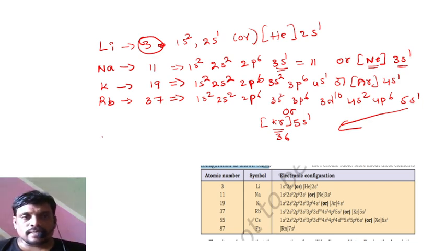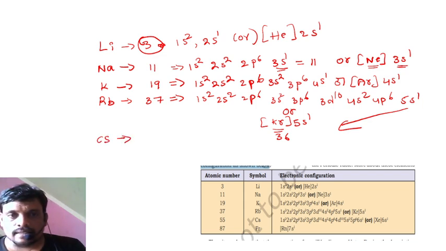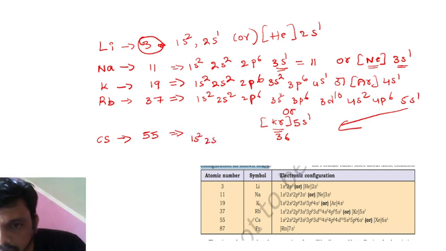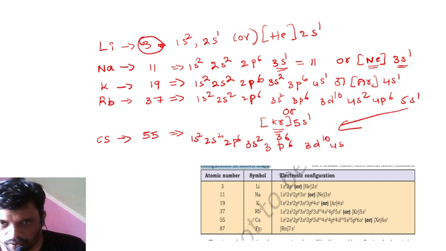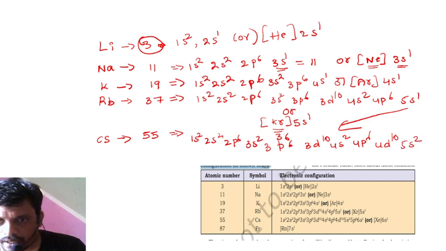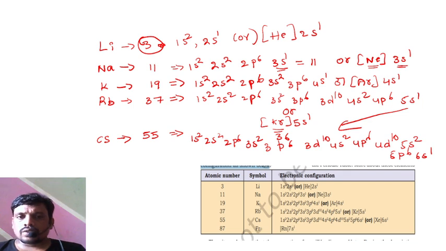Finally, cesium, let us take Cs. Let us take cesium with atomic number 55, and the electronic configuration mentioned so far: 1s2, 2s2, 2p6, 3s2, 3p6, 3d10, 4s2, 4p6, 4d10, 5s2, 5p6, 6s1. You can count the total number of electrons.